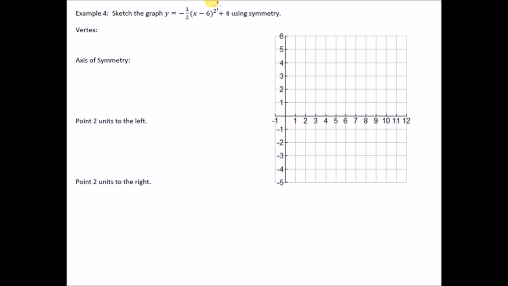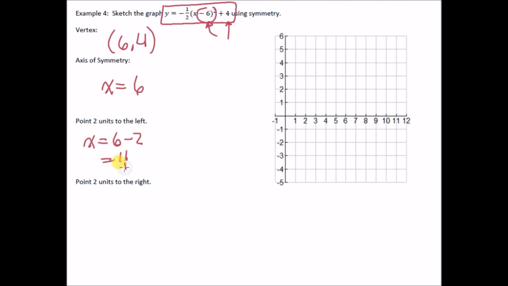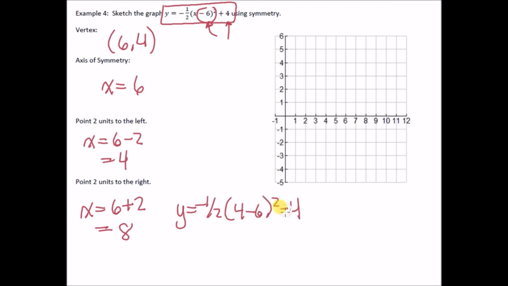Okay, last one for sketching using symmetry. So this is the equation right here. We're going to pick out the vertex, which is (6, 4). Remember, this h value is always opposite of what it looks like. So (6, 4), the axis of symmetry is x equals 6. So we want to go 2 points to the left, which is 4, and 2 points to the right, so we add 2, and this is 8. So we have y equals -1/2 (4 minus 6) squared plus 4.